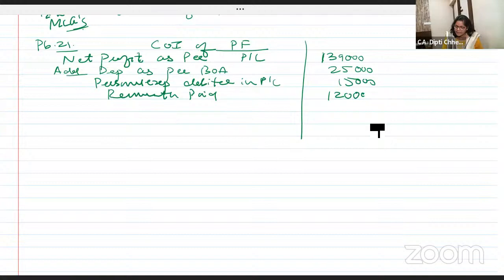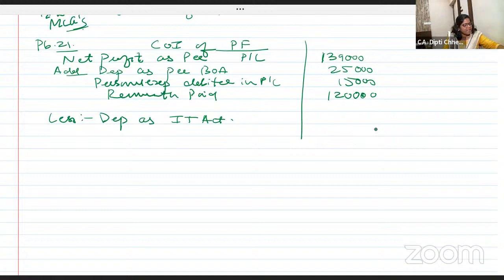Okay, right. 1,20,000. Now, how much depreciation is allowed as per Income Tax Act? It is given. Yes. How much remuneration is allowed as per Income Tax Act? 21,000.